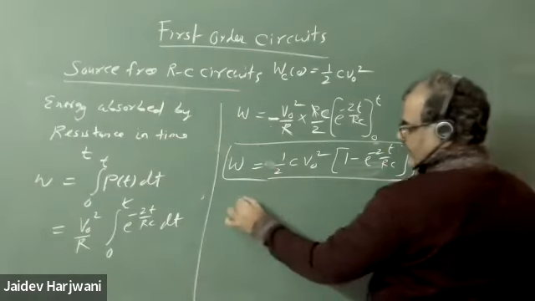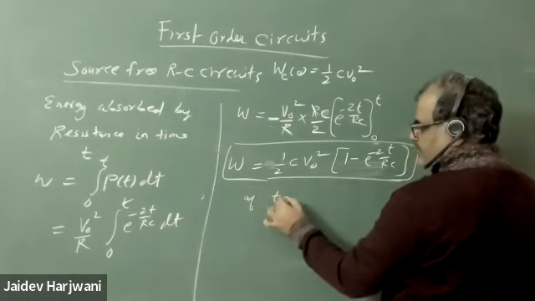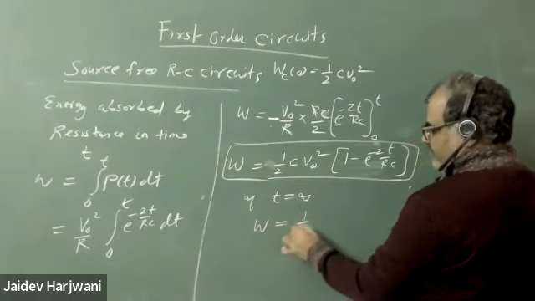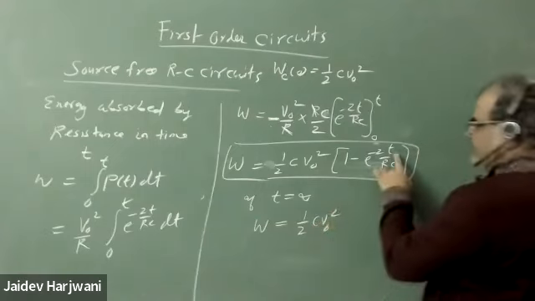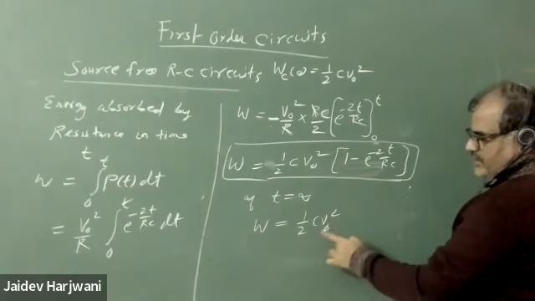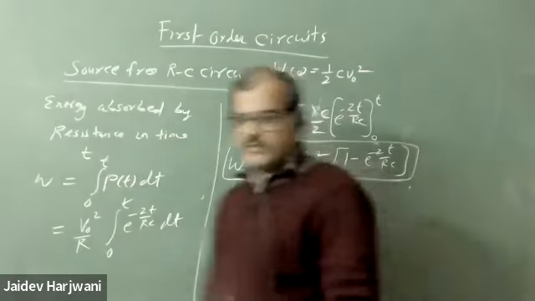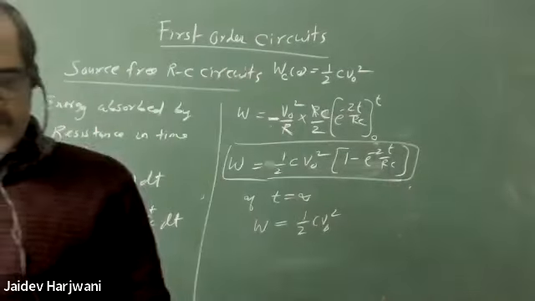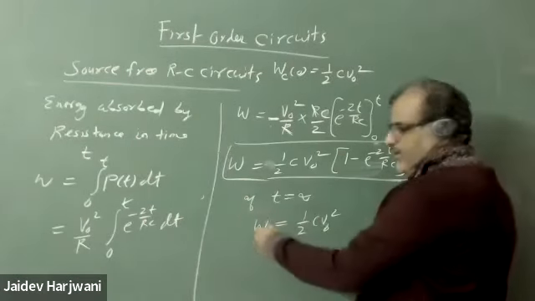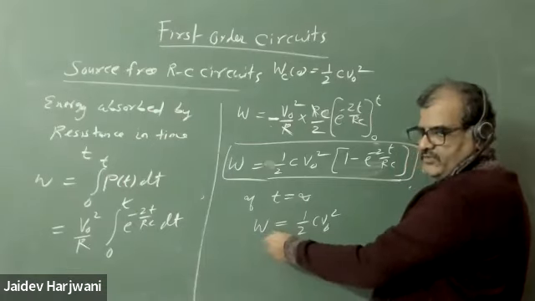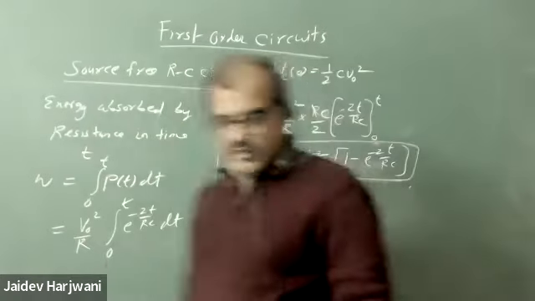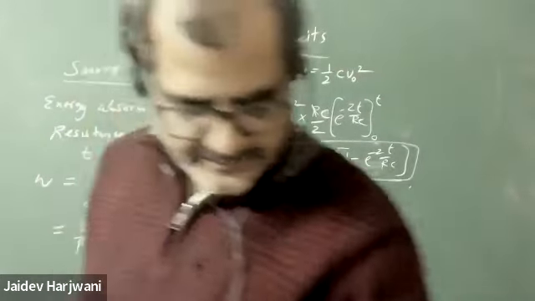Now if I put t tending to infinity, what will we get? We get half C V naught square, because when I put t infinite, this term becomes 0. So whatever the initial energy was stored in the capacitor, all that energy will be absorbed or lost in the resistance, because the current is flowing and the capacitor is getting discharged. So this was your source free RC circuit.